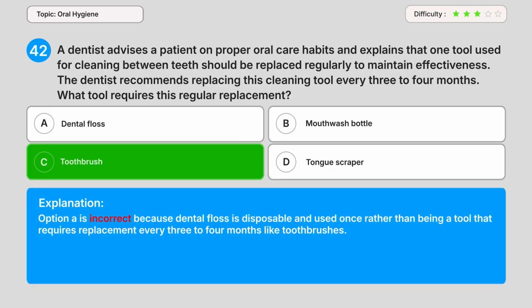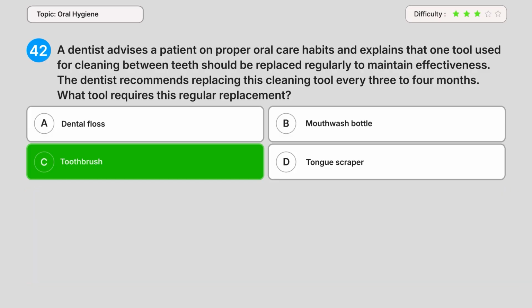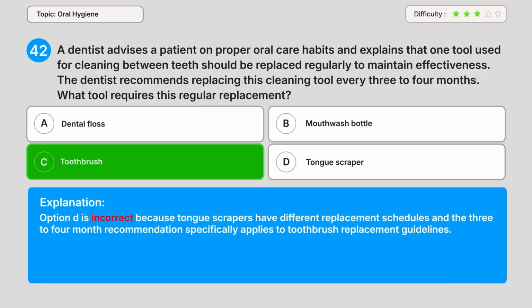Option A is incorrect because dental floss is disposable and used once rather than being a tool that requires replacement every 3 to 4 months like toothbrushes. Option B is incorrect because mouthwash bottles contain liquid that is used up rather than being a cleaning tool that wears out and requires scheduled replacement. Option D is incorrect because tongue scrapers have different replacement schedules and the 3 to 4 month recommendation specifically applies to toothbrush replacement guidelines.